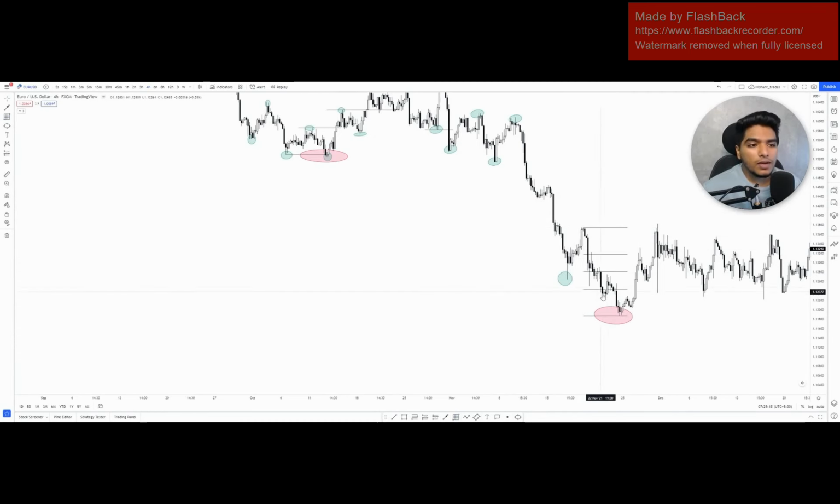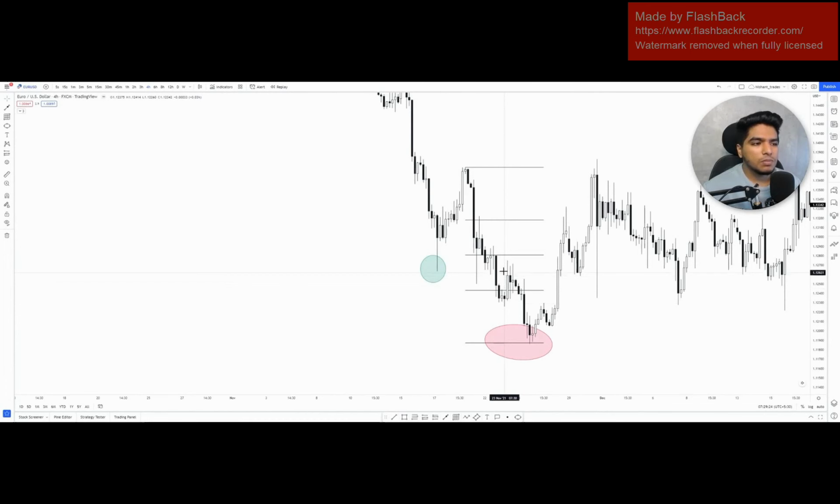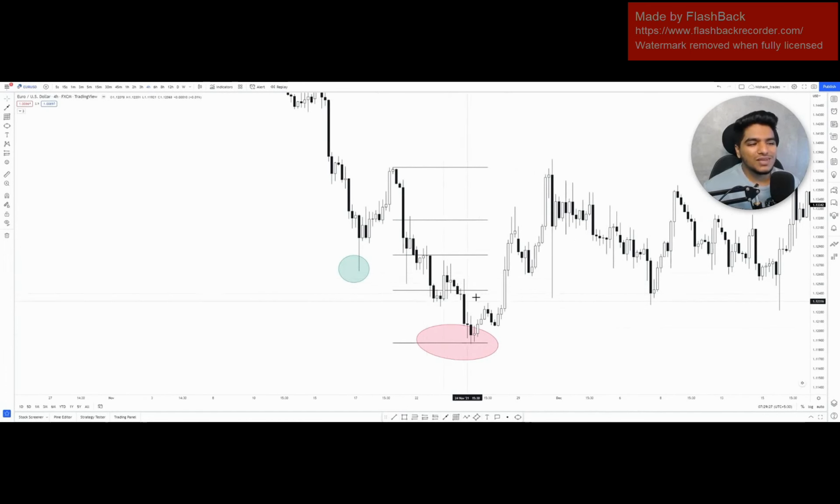Now you might be wondering why this is not a pullback, because look at the way it is formed. It's basically this buy to sell, but look at the way it is formed. It mostly looks like just a halt in the market. It's just one candle up and it takes time to come down lower. This doesn't actually look good. So that's the reason this is our high and this is our low.